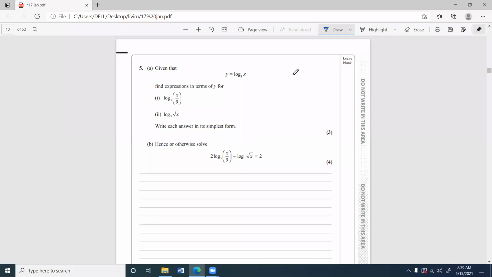Okay, let's come to this question. Here they have given y equals log base 3 of x. Find the expression in terms of y for log base 3 of x over 9. Initially, we can use the logarithmic rules. For x over 9, this logarithmic division you can write as a difference between two logarithms: log base 3 of x minus log base 3 of 9. Log base 3 of x is y, which we already found. And log base 3 of 9, we know that 9 is 3 to the power 2, so this answer should be 2. Simply you can get this answer.